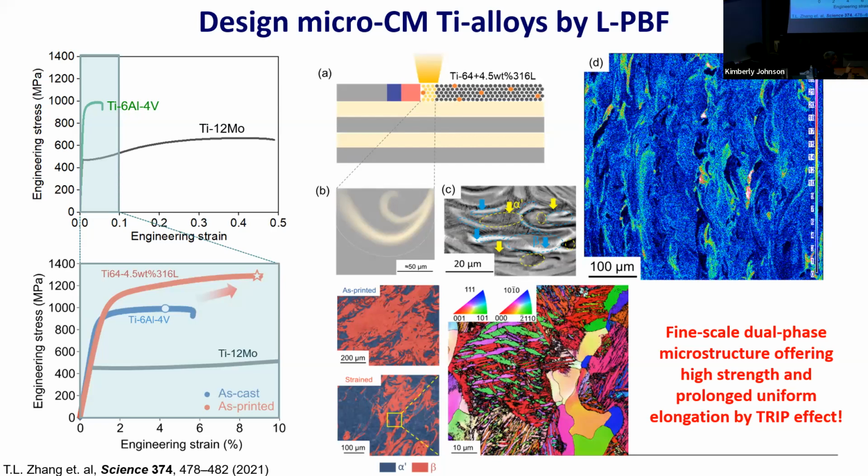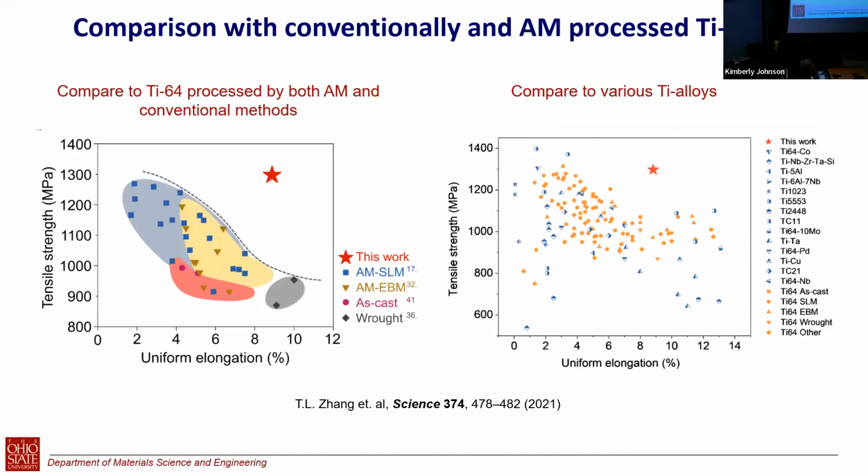So the fine scale dual phase microstructure gives you the strength. That's the key for the high strength, even higher than Ti-64. And then the TRIP effect gives you the uniform elongation. If you compare the properties of this, what we call the micro CM alloys, with all the other Ti-64, this is the combination of uniform elongation versus tensile strength. It's much higher. And you say, okay, you are not comparing with Ti-64, it's not a fair comparison.